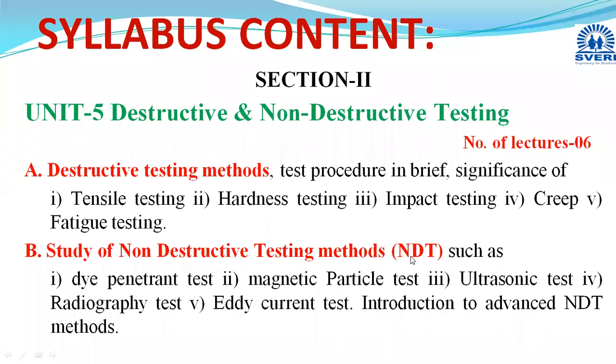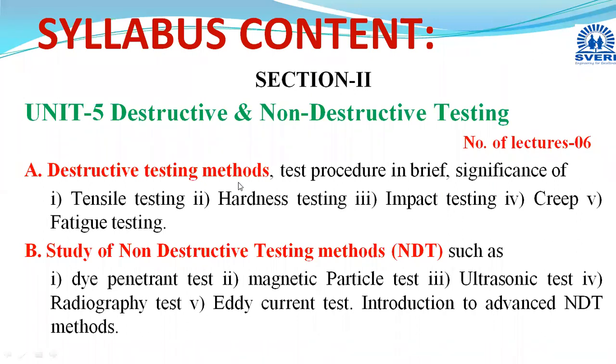In short, it is denoted by NDT, non-destructive testing methods, like dye penetrant test, magnetic particle test, then ultrasonic test, radiography test, eddy current test, and one more type, that is simple visual inspection. That we are going to discuss in today's session. Previously, we conducted tensile testing, hardness testing, and impact testing in the lab, and there we discussed the procedure to conduct each test, how to prepare the specimen, and what the outcome of that test is.